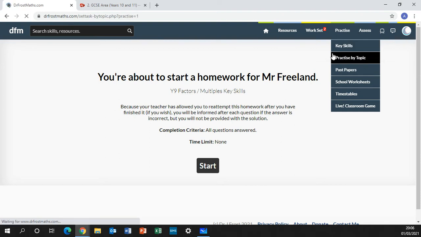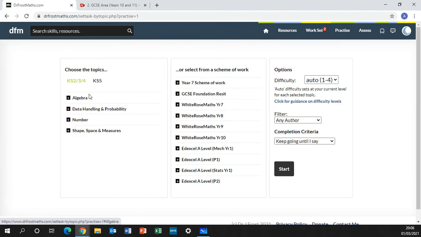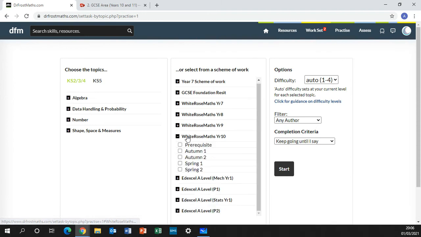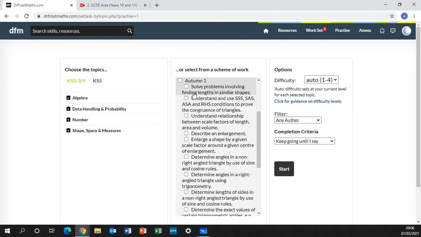On the practice by topic, as you've got on here, you can pick out of all of the key stage 2, 3 and 4 topics, or you can select from the scheme of work. So where we're at in September, you'll be in year 10. When you start your brand new topics on similarity, you can look back, and if you struggle, you can always practice quite a few of these.